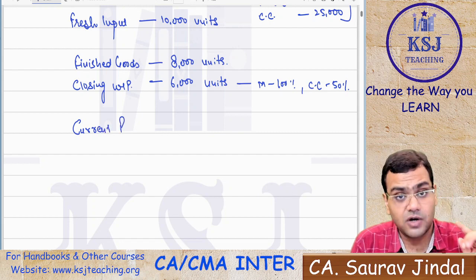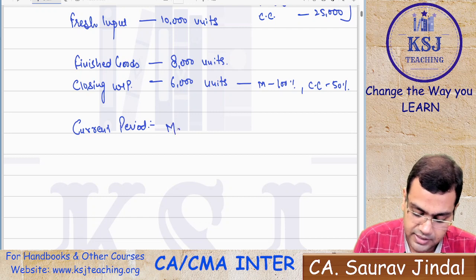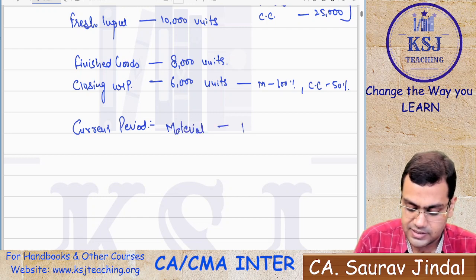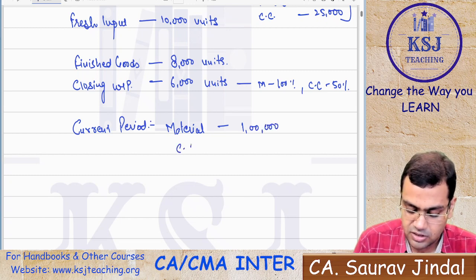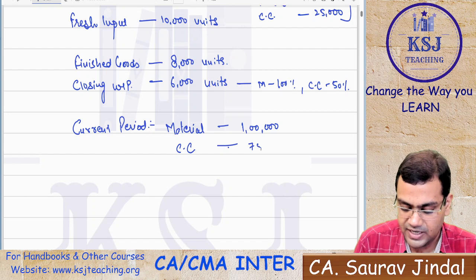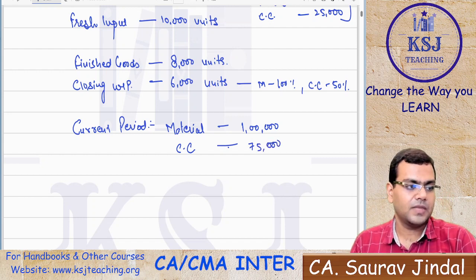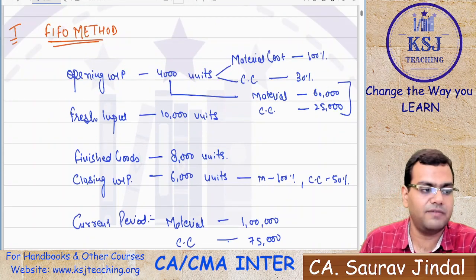Opening WIP is from a previous period. In the current period, material cost incurred is, let's say, 1 lakh rupees, and the conversion cost that is incurred is, let's say, 75,000 rupees. Clear? Let's try to solve this by the FIFO method.